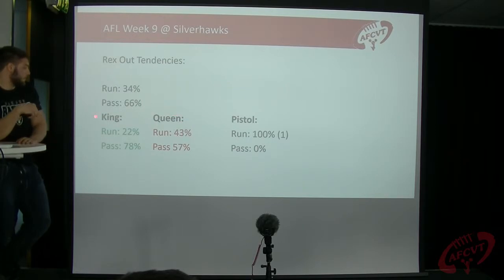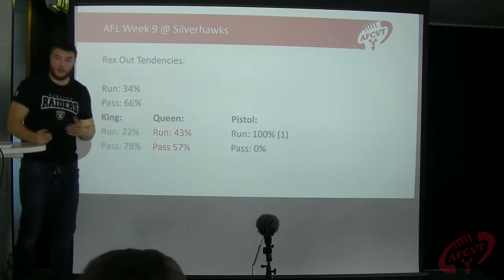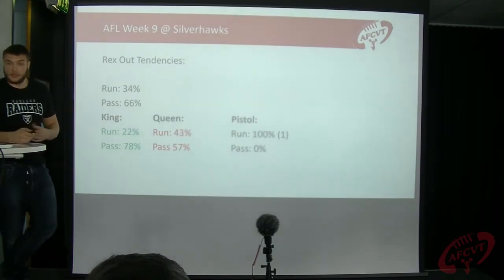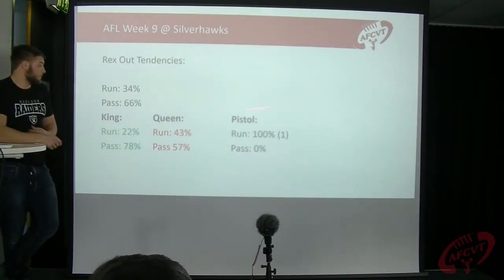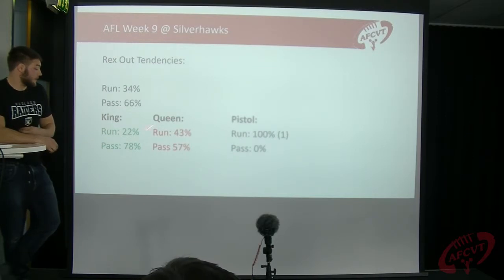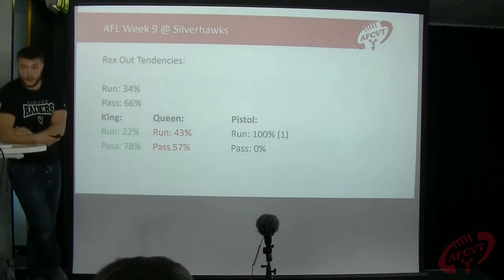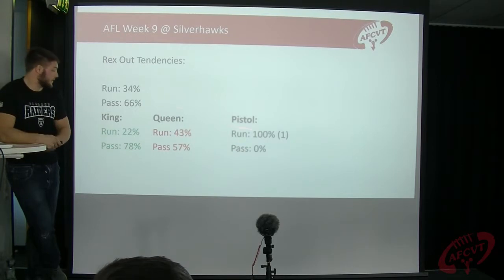And if we divide it into king, queen, and pistol, which they played only one time, and which they didn't show before against us and against the other teams, we see that the king tendency was totally right. They still played 78% pass and 22% run. So on almost every play they played Rex out king, we already knew what play it was going to be, if it's a run play or a pass play, and that's really big. On queen, they tried to break their tendency. They ran 43% of the time and passed 57% of the time, which is almost balanced. So you can see, they prepared, they knew they had a tendency and tried to break it against us.